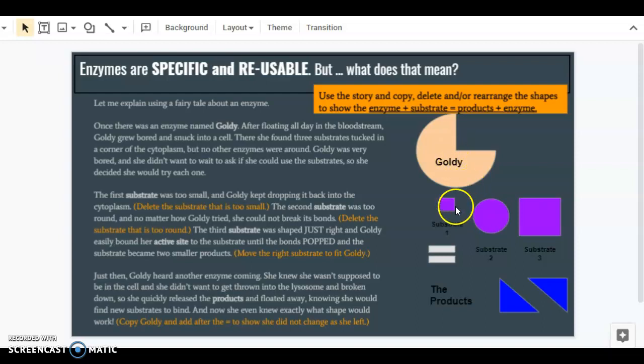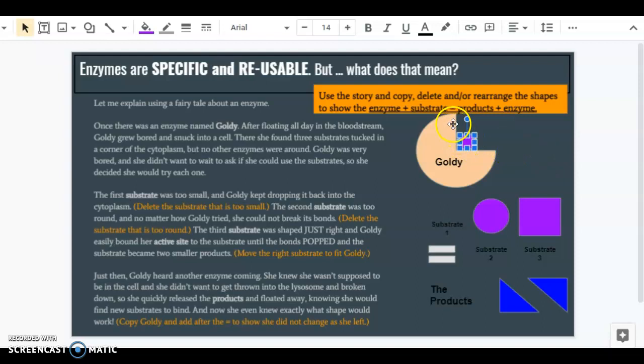And there she found 3 substrates tucked in a corner of the cytoplasm. There were no other enzymes around. Since Goldie was so bored, she didn't want to have to wait to ask if she could use the substrates. So she decided she would try each one. She tried substrate 1, but it was too small. Didn't quite fit her active site, which is the place where she can bind to substrates. And no matter how she tried, she just couldn't help the reaction. So she dropped it back into the cytoplasm.